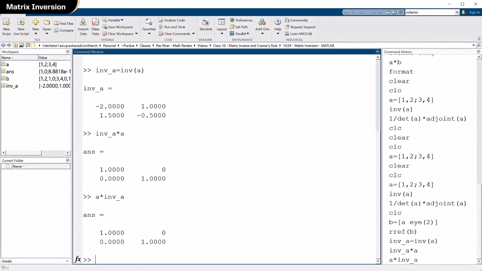It's important here that in general, matrix multiplication is not commutative. A times B is generally not B times A. The exception is when one matrix is the inverse of the other one. So inv underscore A is the inverse of A, but A is also the inverse of inv A. So it doesn't matter which order I multiply in, I'm still going to get the identity matrix both times.